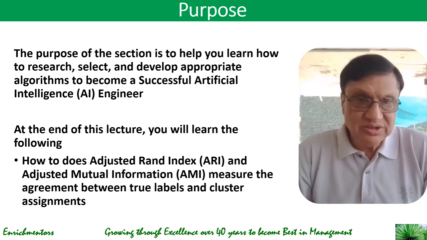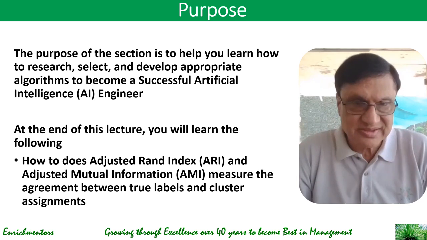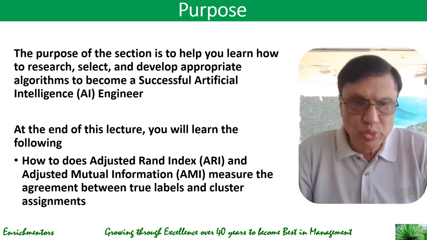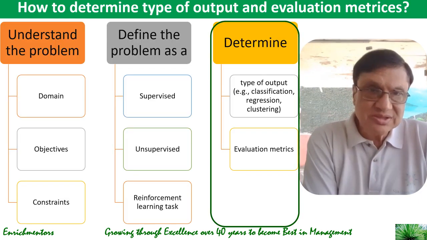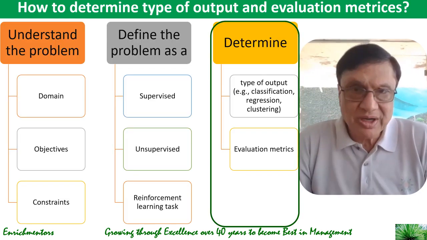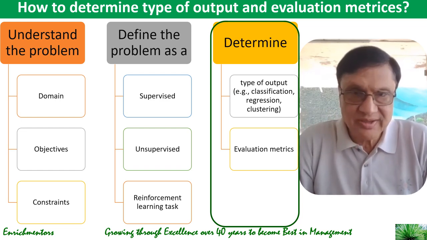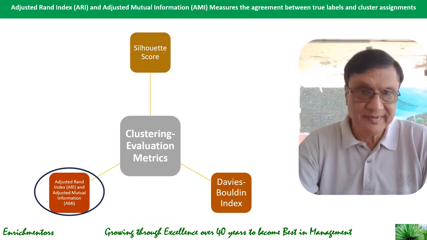So in this lecture we will talk to you about how two indices, adjusted Rand index (ARI) and adjusted mutual information (AMI), measure the agreement between the true labels and the cluster assignments. As you can recall, this is part of determining the type of output and their evaluation metrics. We are talking about clustering as a type of output, and we are looking at the various evaluation metrics, including the ARI and AMI.